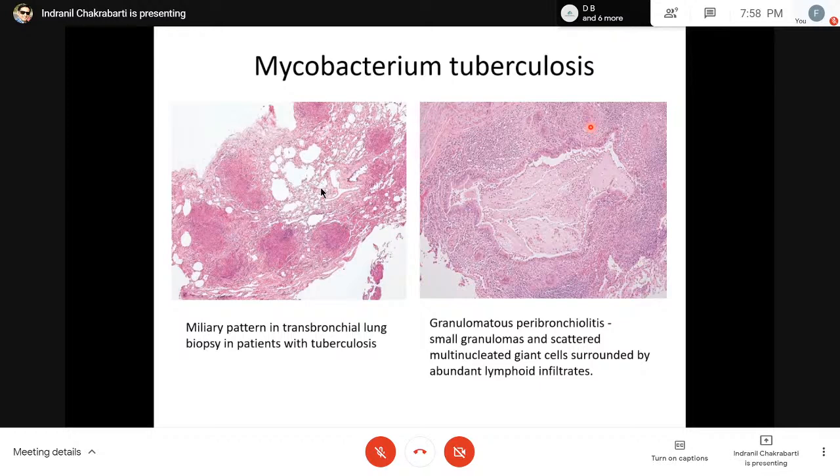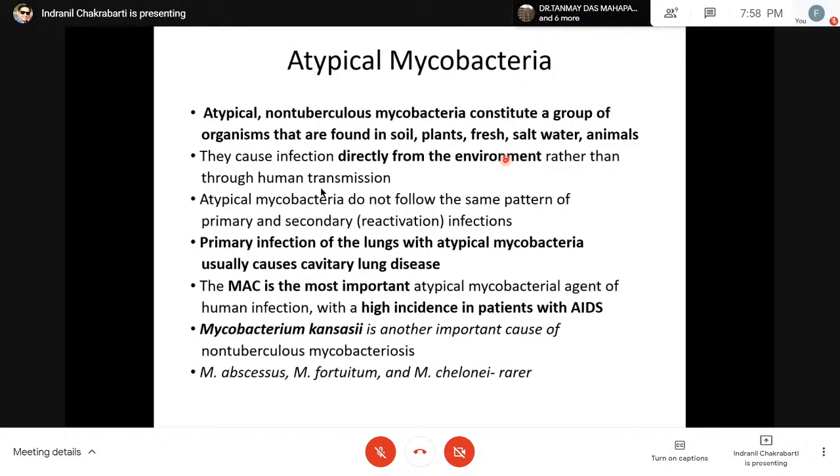Now, atypical mycobacteria, these are non-tuberculous bacteria. They constitute a group of organisms that are found in soil, plants, fresh or salt water, and animals. They cause infection directly from the environment rather than through human transmission. But they do not follow the same pattern of primary or secondary or reactivation infections. And one should also remember that atypical mycobacteria also cause cavitary lung diseases.